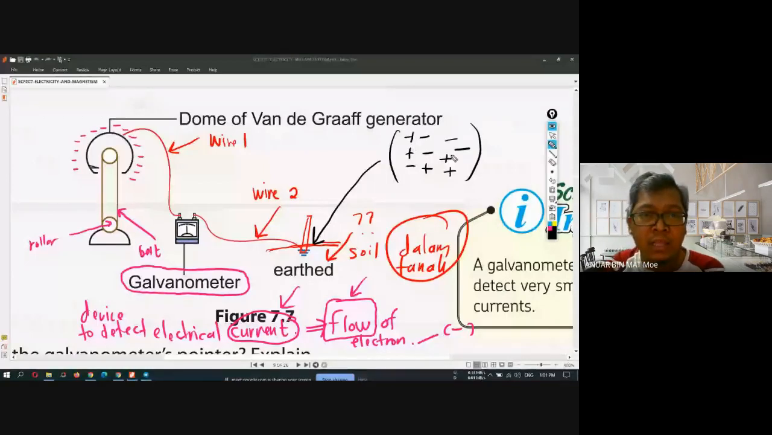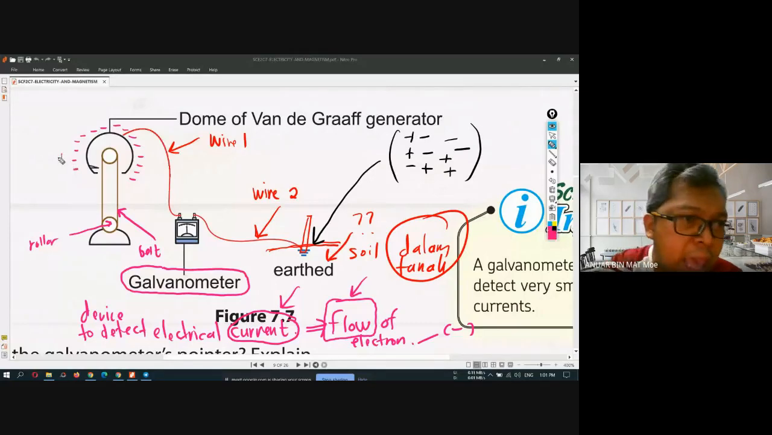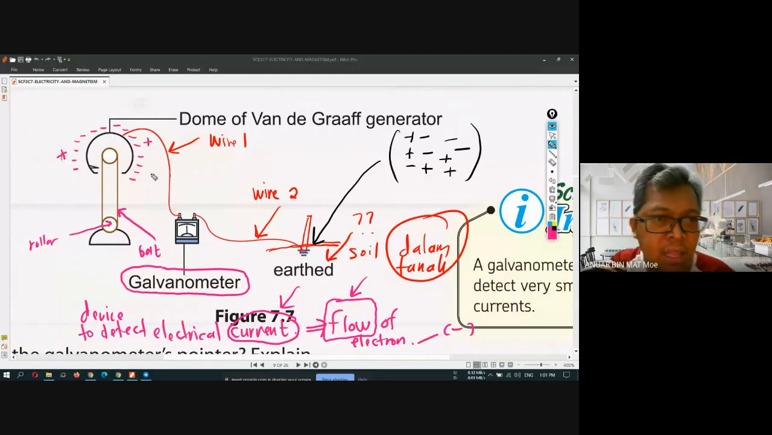Okay. What happened? You know that the charges on the Van de Graaff generator is negative. And then the amount of charges at the surface of the soil, earth here, is equal. So again, at the dome of the Van de Graaff generator, they have positive charges. But can you see the amount of positive charges here? Is it more or less than negative charges at the dome of the Van de Graaff? Yes, the positive charges on the surface of the dome of the Van de Graaff generator is less. So the amount of negative charges is more at the dome of the Van de Graaff generator.